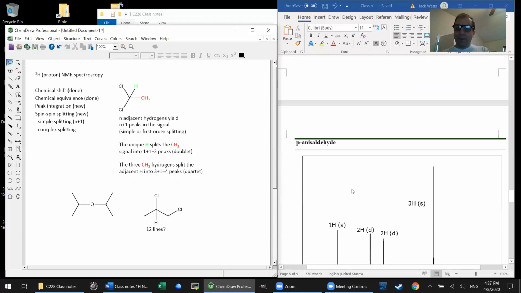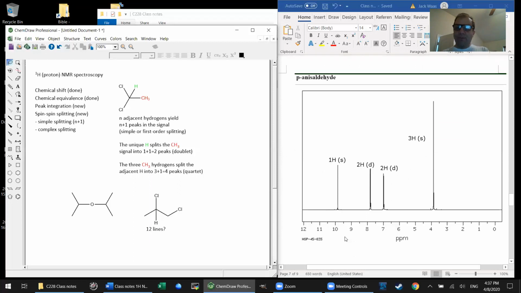Another type of hydrogen that you will run into. I want to be sure that we do some examples of aromatic compounds. This compound is p-anisaldehyde, which is para-methoxybenzaldehyde. So it's like benzaldehyde, but with an extra methoxy group para to it.